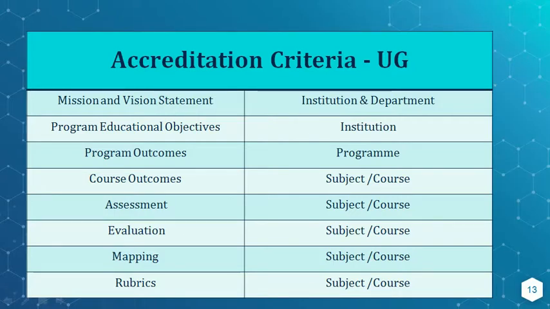Rubrics are the rules by which you should provide marks to the students, like what is the rubric for each question, and what is the method of providing marks. So the rubrics or rules behind providing the marks should be defined in the course. These are the overview of the things which come under accreditation criteria that we have to follow for each subject, each course.